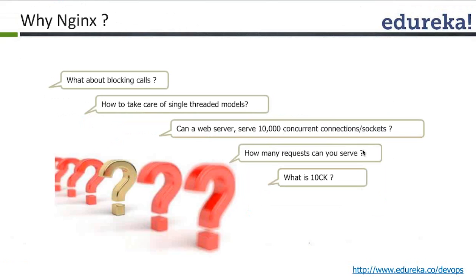Nginx. So Nginx, as I said, has become the new web server, which solved the 10,000 connections per second problem. Now, what is he asking here? So what is this Nginx? What about blocking calls? How to take care of single thread models? Can a web server handle 10K? How many requests can you serve? What is this C10K issue?